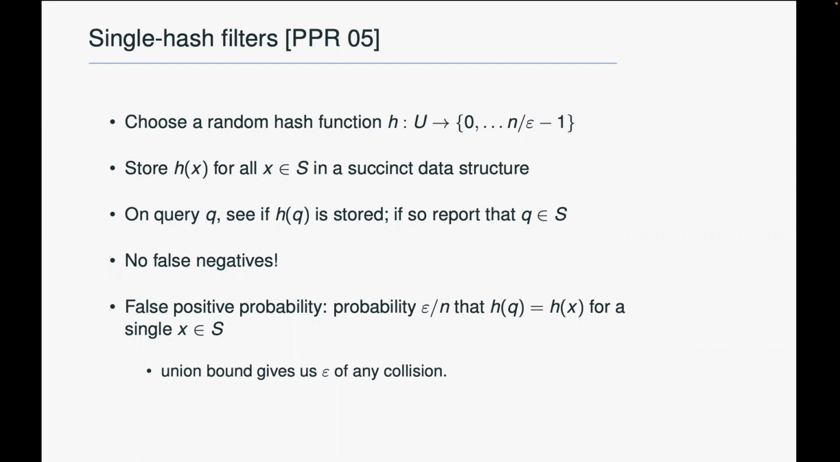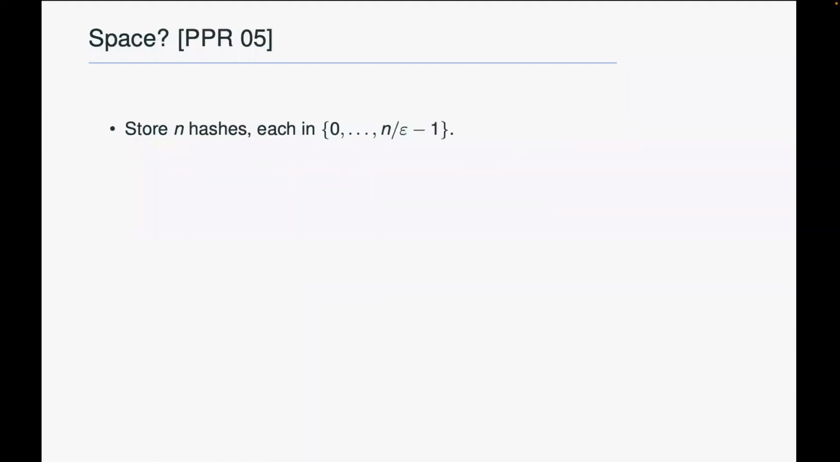But we want a little bit more than this. We want space. So let's talk a little bit about space. My goal is I want to store n hashes, each from 0 to n over epsilon minus 1. The entropy of this set I'm trying to store is log base 2 of n over epsilon choose n at most.